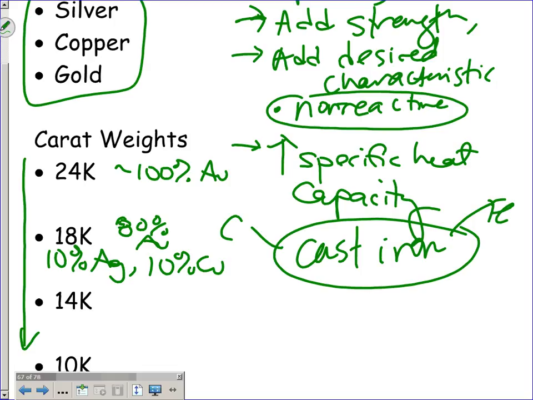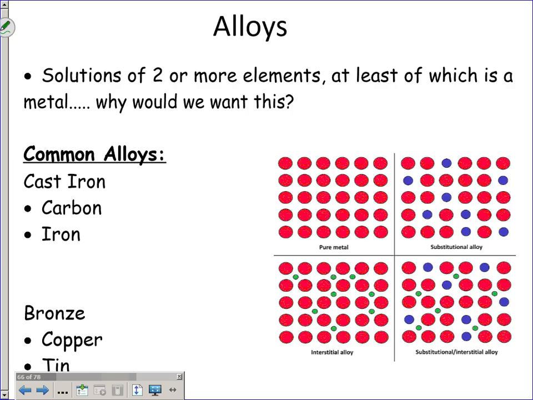No. So back to this slide, I wanted to see what you guys would tell me first about the desirability of it. These are some of your common ones that you already mentioned. Cast iron: we said carbon and iron, and then bronze is copper and tin.